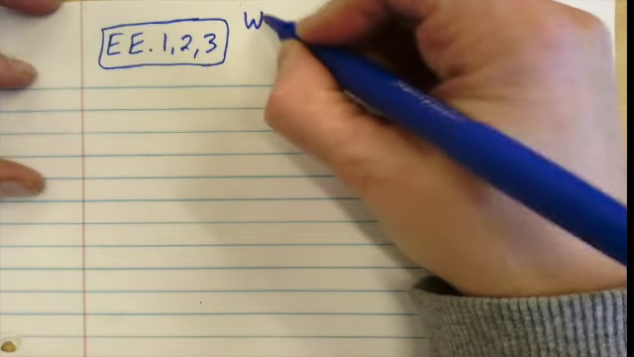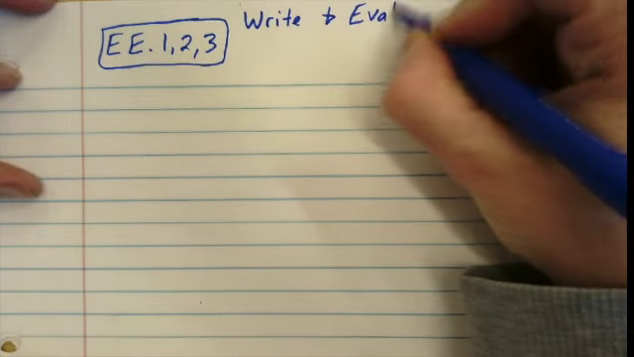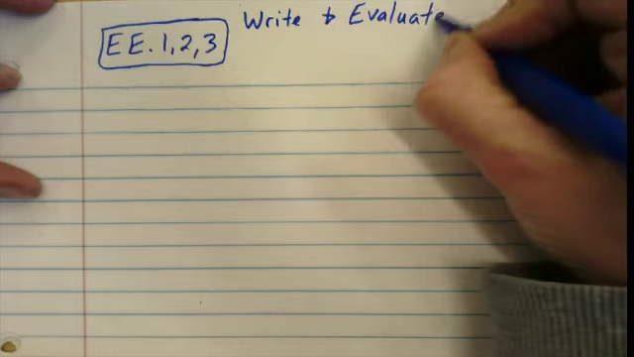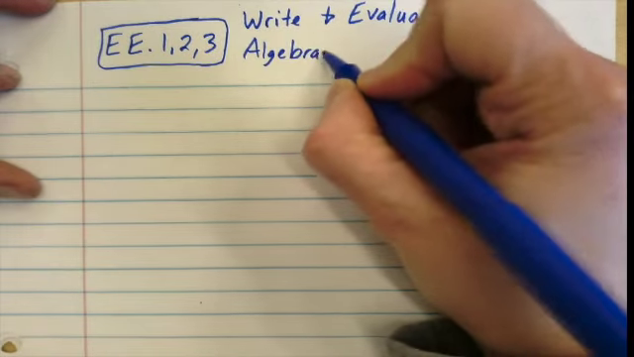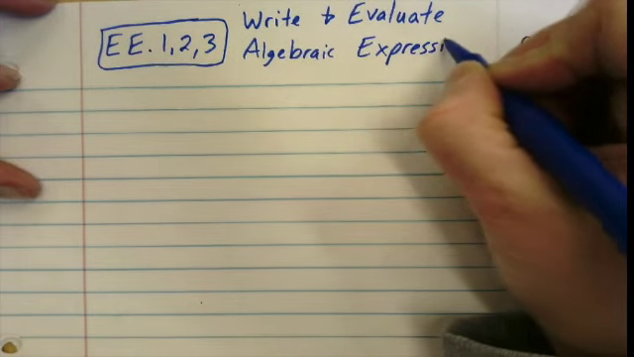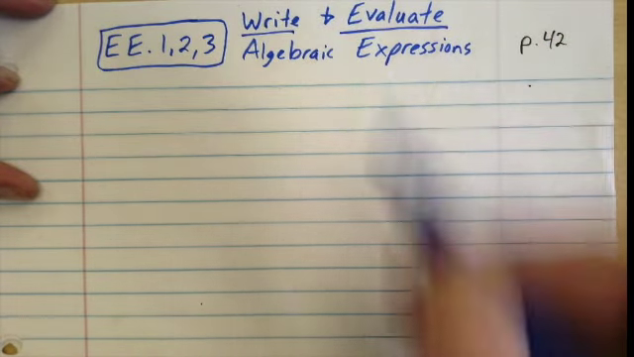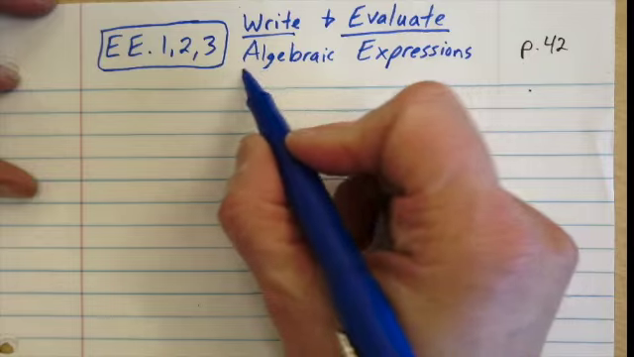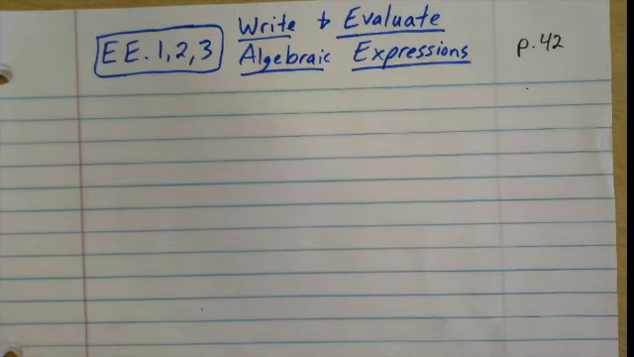Today we're talking about write and evaluate algebraic expressions. Writing them is one thing. Evaluate is just a fancy word for solving them. And then algebraic expressions, what makes them algebraic? Algebraic means they have variables in them. Variables are when we're going to start using letters here in math, where we get the term algebra.